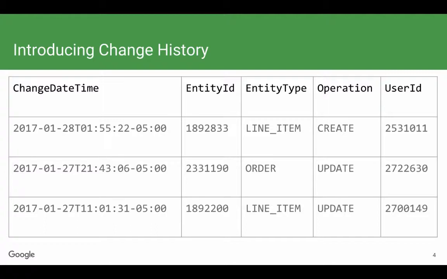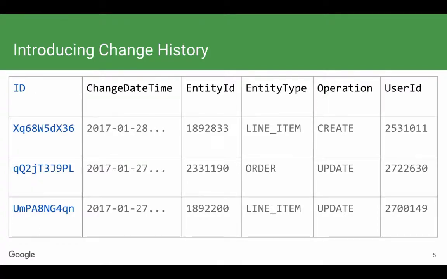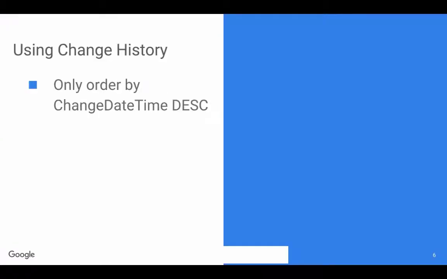It has the operation, whether it was a create or an update. And finally, it has the ID of the user that made the change. It's just the ID. If you want additional information like their email address or their name, you can use the user service to get additional information based on that user ID. There's also an ID column. It's not a numeric ID, it's alphanumeric, as you can see, and I'll show you more about how you can use that in just a second.